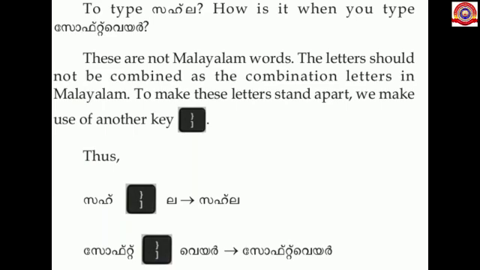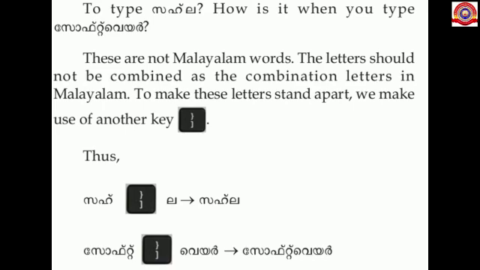Suppose we want to type Sahla or software. Actually, these are not Malayalam words. The letters should not be combined as the combination letters in Malayalam pronunciation. So, to make these letters stand apart, we make use of another key, that is curly brace or closed square bracket.